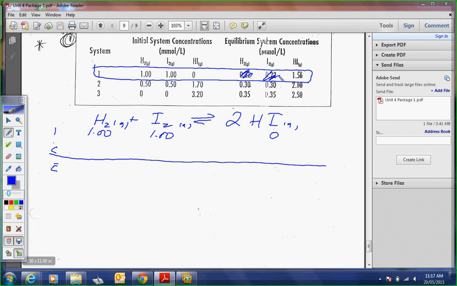So the equilibrium concentration of HI is 1.56. Everybody hear that? So how much did it change by? 1.56. Did I make it or use it up? So I've added 1.56 to the system. Now, keeping in mind the 1 to 1 to 2 ratio, if I added 1.56, how much must I have taken away of my I2? Half of 1.56.